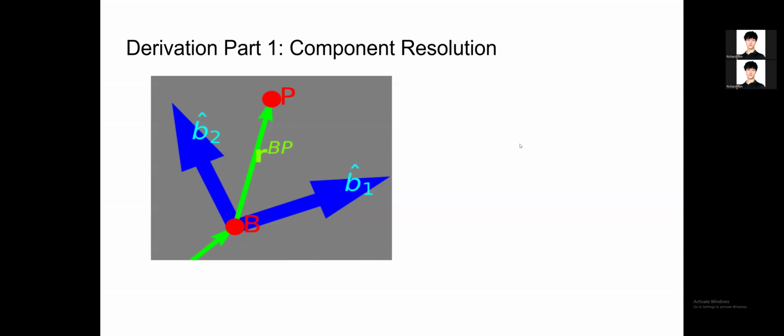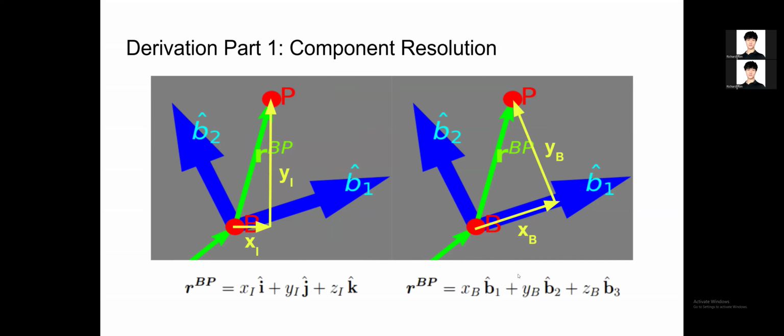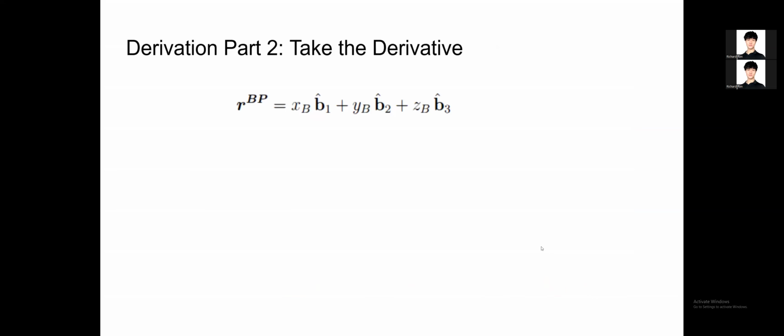resolving the r_BP vector in the inertial frame basis, and we want to denote that by subscript I. We can resolve that same vector in the B basis, and we'll denote that by subscript B. So we end up with the same vector, but represented in terms of different unit basis vectors. So let's take the time derivative as if we were in the inertial frame. We are inertial frame observers.